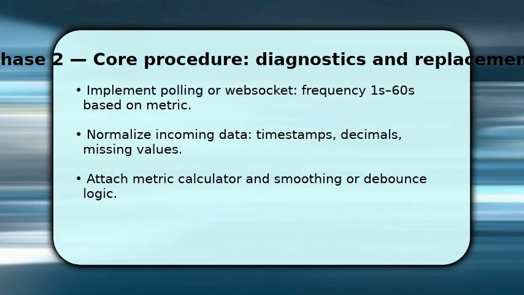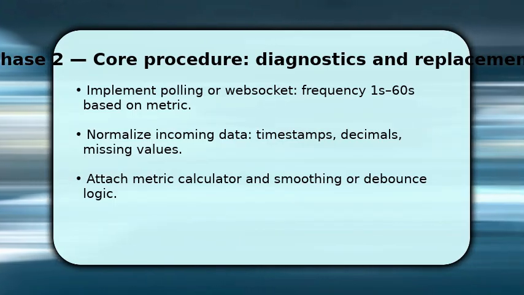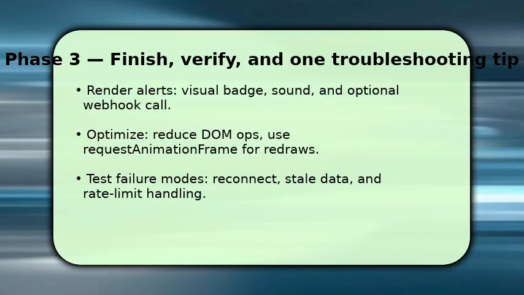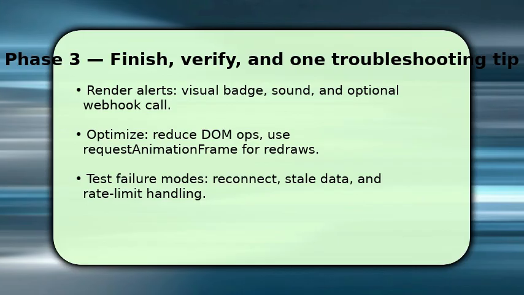Attach the metric calculator that computes the monitor value and add smoothing or debounce to avoid noise. Make sure to emit structured events the chart library consumes, and then bind visual markers, colors, and alerts to those events. Finish by wiring alerts to visible chart elements, badges, colored bands, and optional webhook or sound.